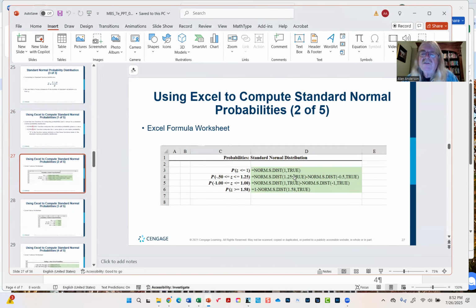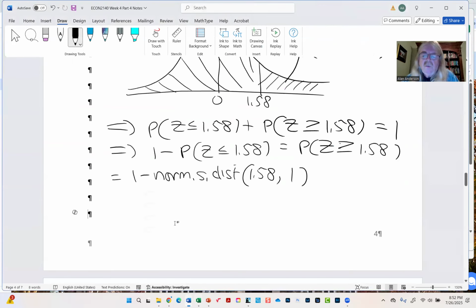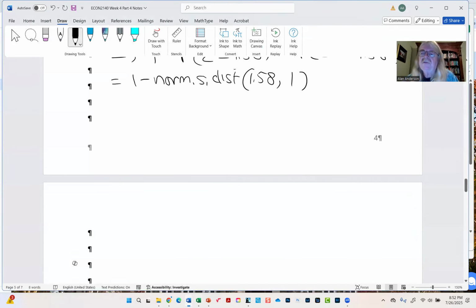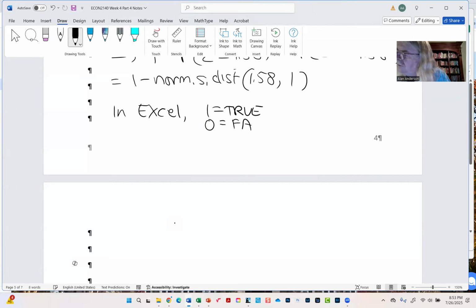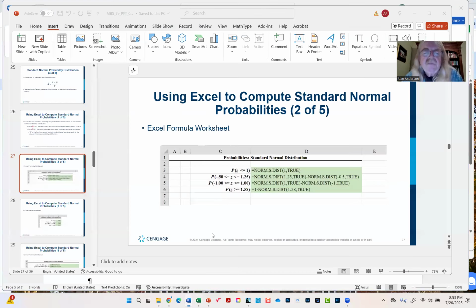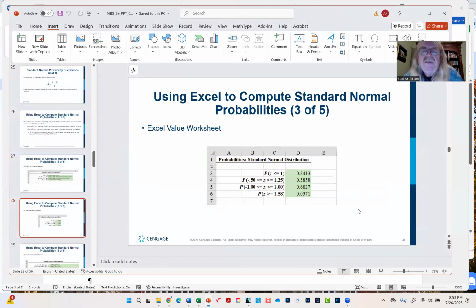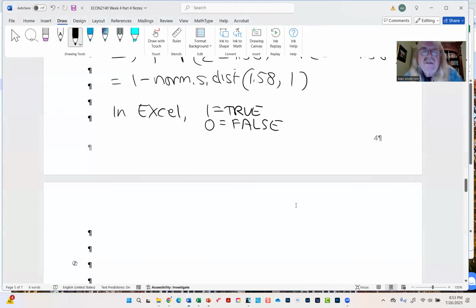By the way, if you look in the slides, you'll notice how the second command is true. I just want to remind you that in Excel, when it asks you for a value that's either true or false, one equals true, zero equals false. So you can feel free to type the word true or false if you'd rather, but just be aware one and true mean the same thing. Now, and there's the answers, same as we got, of course.